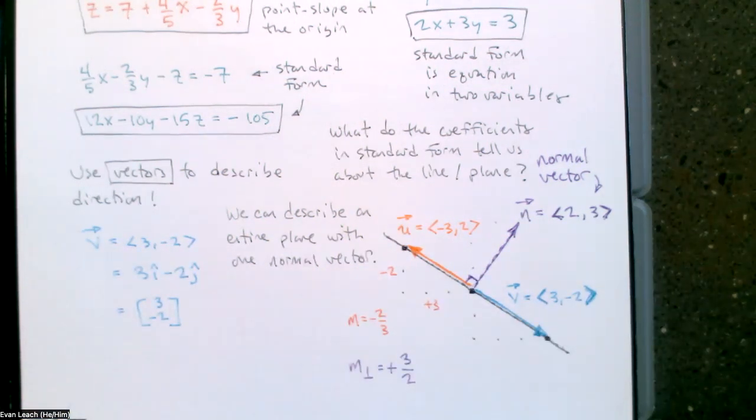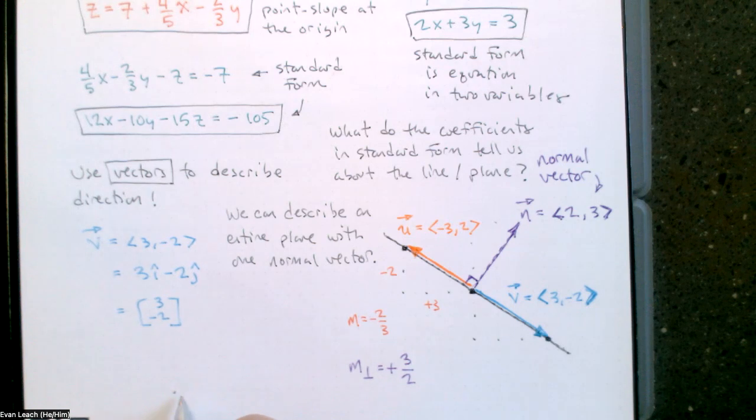This is an important idea. This is why we care about standard form suddenly when we're talking about planes. The coefficients in the standard form tell us a vector that is perpendicular to the plane. The reason that we care about that is that gives us another way to describe a plane.